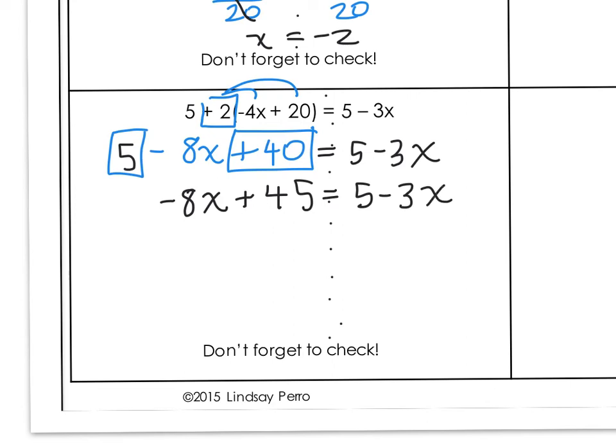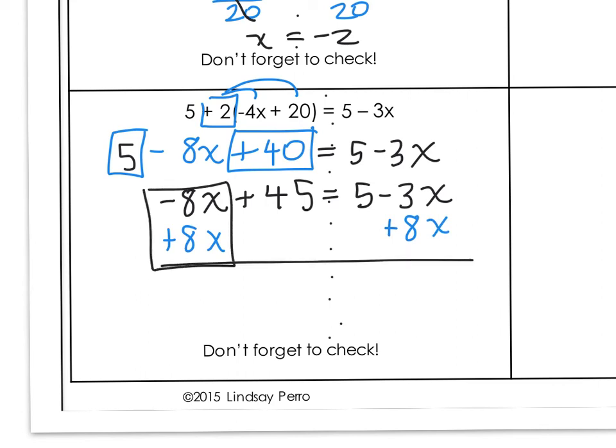Now I'm going to move the variables to the same side. I have a negative 8x and a negative 3x. Negative 8x is less, so I'm going to do the inverse and add 8x to both sides. So on this side, my negative 8x and my positive 8x cancel out. I'm left with 45 equals 5, and then I have negative 3x plus 8x is positive 5x.